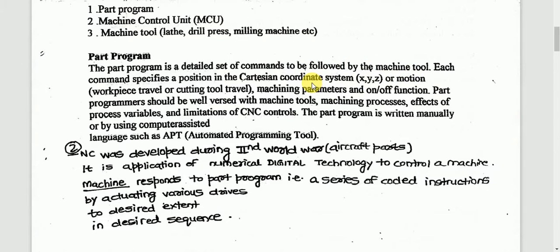So we are providing the instructions with the help of a part program to the machine tool. And each command specifies a position in the Cartesian coordinate system or motion, machining parameters, and the on or off function like coolant on, coolant off. So this part programming will be done separately in the second sessional unit. The part programmers should be skilled enough to understand all types of coding.